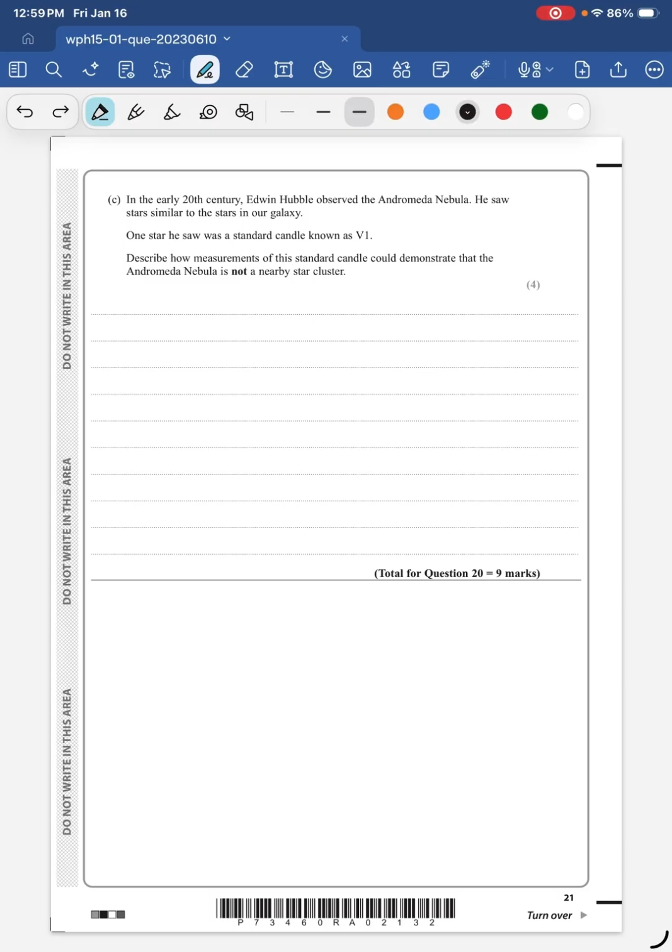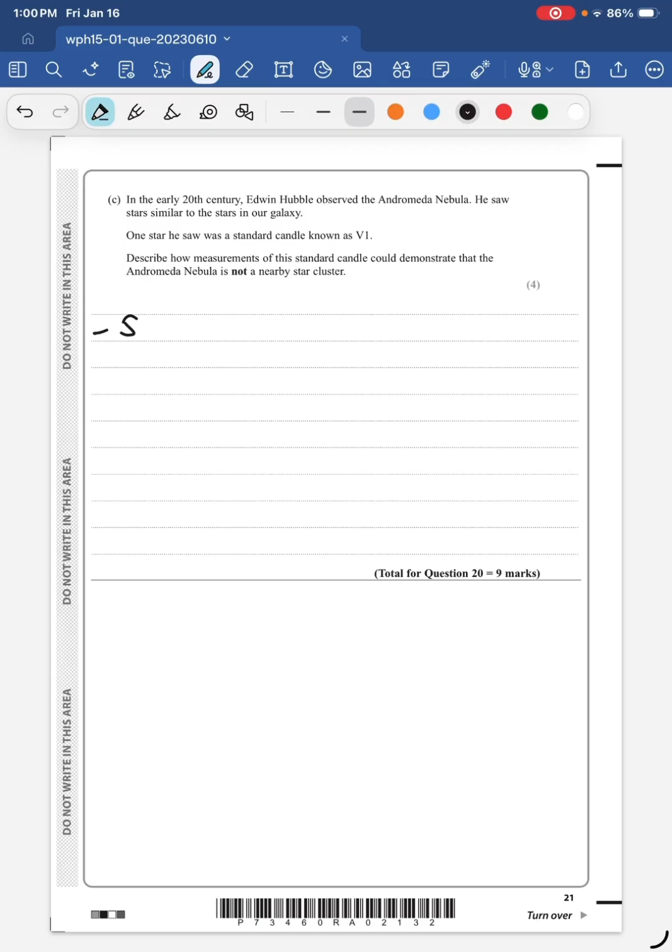In the early 20th century, Edwin Hubble observed the Andromeda Nebula. He saw stars similar to the stars in our galaxy. One star he saw was a standard candle known as V1. Describe how measurements of the standard candle could demonstrate that the Andromeda Nebula is not a nearby star cluster.